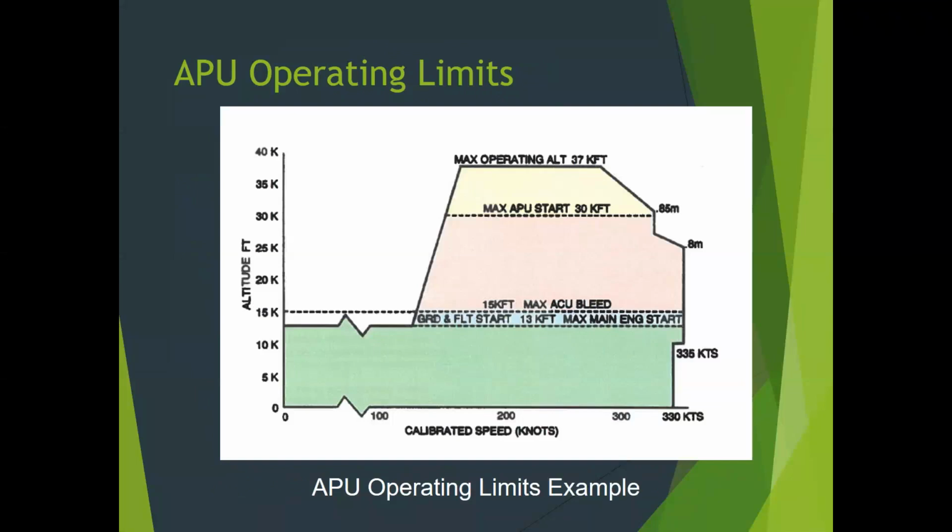If you need to use it as a backup bleed air source in flight, the flight is altitude limited to 15,000 feet. The APU itself can be started up to 30,000 feet. And once it's started and running, you can operate it up to 37,000 feet. And in that range, above 15,000 feet, you can use it, in this case, to supply electrical power. So if one of your engine-driven generators wasn't operating, you could use the APU generator as that secondary source to make sure you always have 2 generators online on the aircraft for dispatch purposes.